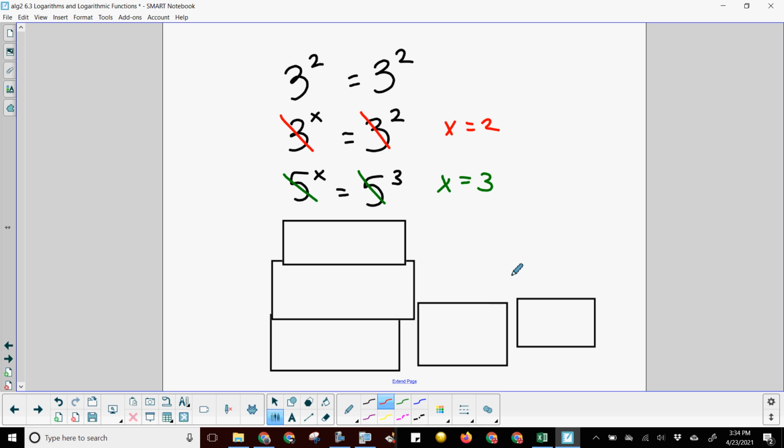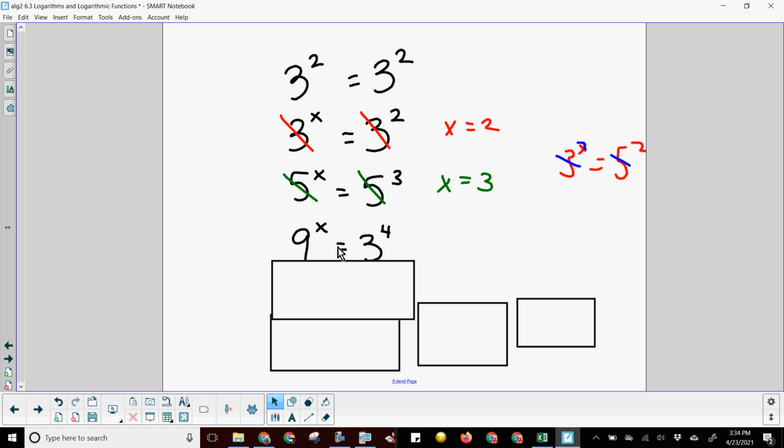Now, if I have 3 to the x equals like 5 squared, well, we're going to learn about this later. But it can be solved. It's just not the same. You can't just go, oh, well, let me just drop that and x equals 2. Well, no, because 3 squared is 9, 5 squared is 25. They don't equal the same thing.